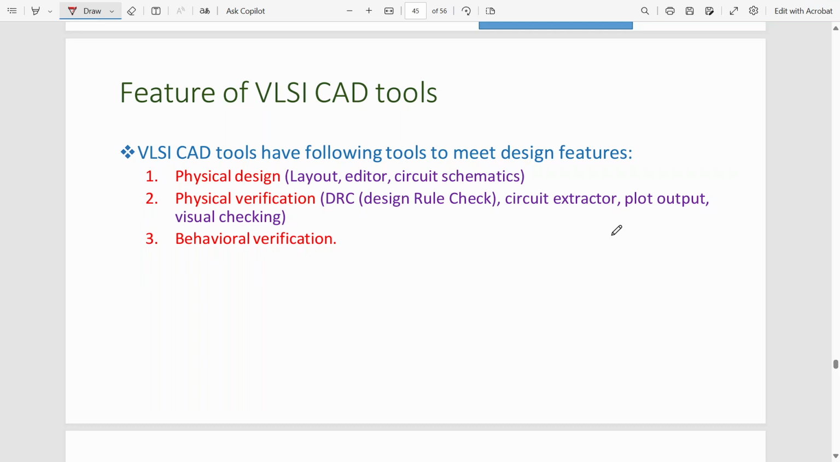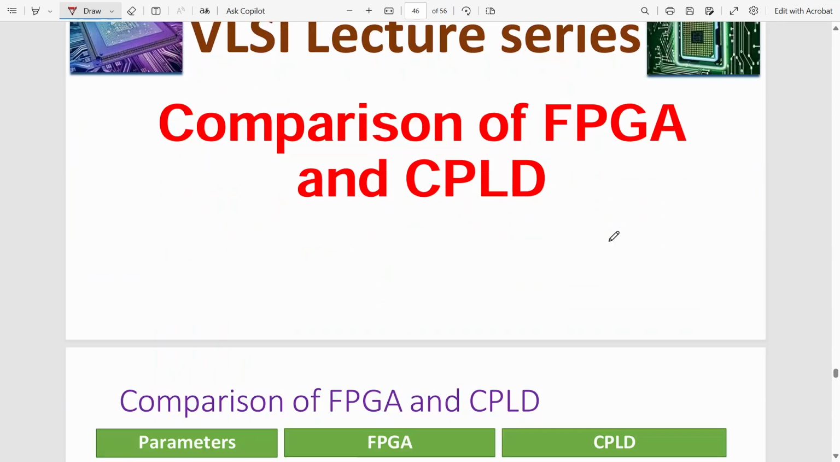What are the features of VLSI CAD tools? There is physical design, in which you can do layout editing and circuit schematic. Physical verification means you need to verify some rules: design rule checks, circuit extraction, parasitic extraction, plot output, and visual checking. And behavioral verification, that is the behavior of the circuit, the behavior of the chip. These are the features of VLSI CAD tools.